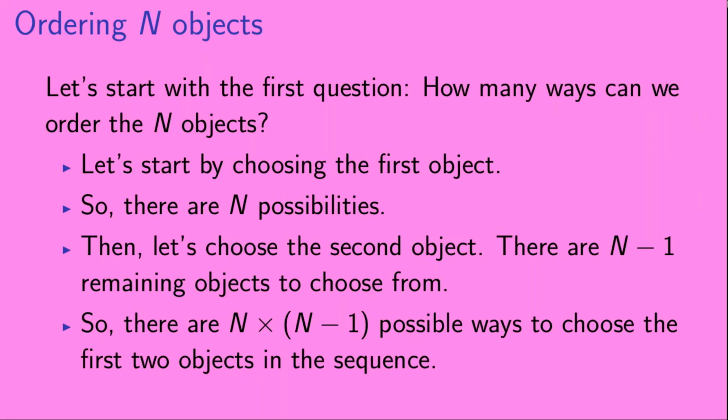Okay, so let's start with the first question. How many ways can we order the n objects? So let's start by choosing the first object. There are n objects to choose from, so that means there are n possible ways to choose the first object. Okay, now let's choose the second object. There are n-1 remaining objects to choose from, so this means that there are n times n-1 possible ways to choose the first two objects in the sequence.